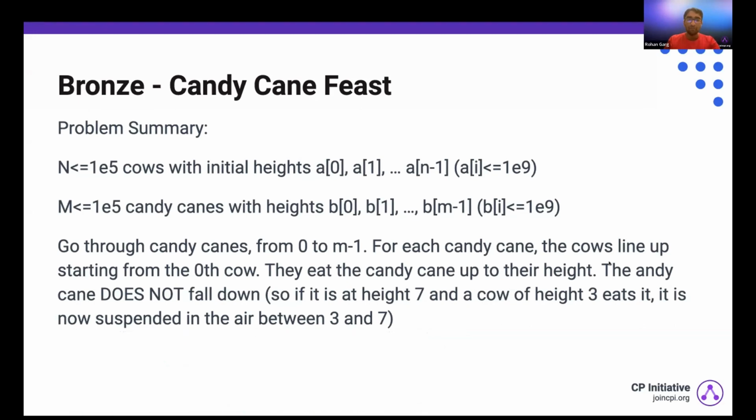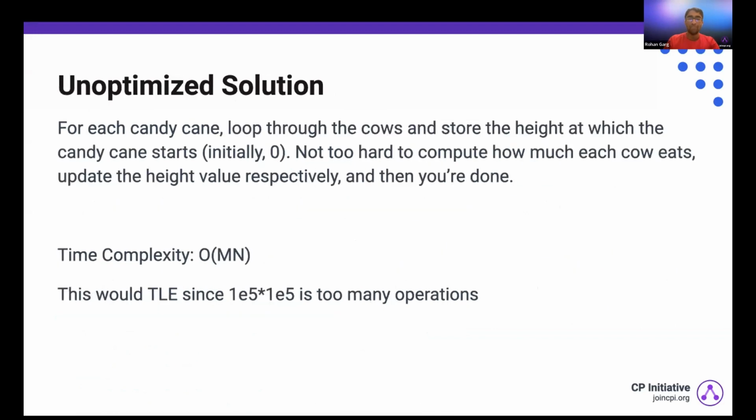Okay, so there's a pretty obvious solution that comes up, and it's basically for each candy cane you loop through the cows and you store the height at which the candy cane starts. So basically, if you have a line that's a candy cane and this is 0, and then this is the initial height, so let's say h.